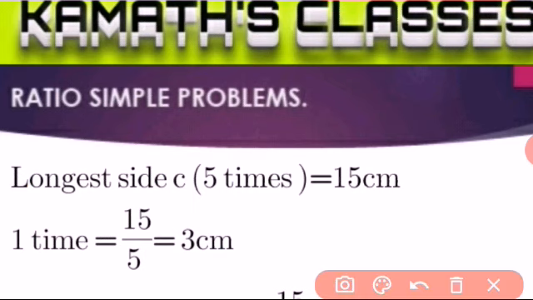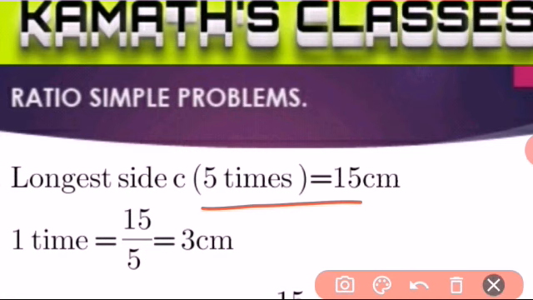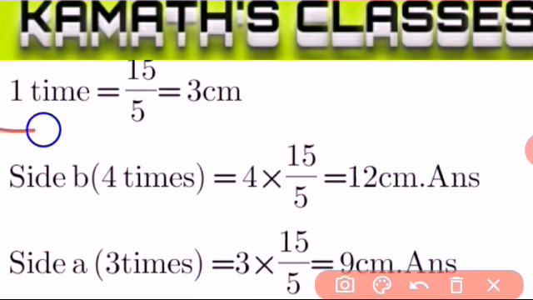The longest side, 5 times, equals 15 centimeters. One time means 15 divided by 5, which equals 3 centimeters. So here ratio 1 equals 3 centimeters, that is the concept here. Once again, 1 time equals 15 by 5, that is 3 centimeters.